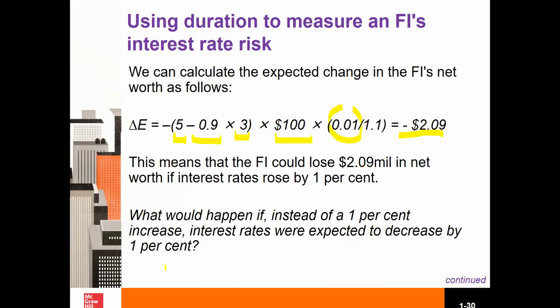Now, what would happen if instead of a 1% interest rate increase, the interest rate decreases by 1%? Once again, there will be a symmetric impact. That means if the interest rate decreases by 1%, then equity value will increase by $2.09 million. I mean, net worth will increase by $2.09 million.